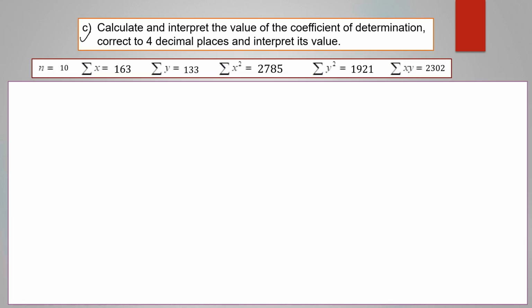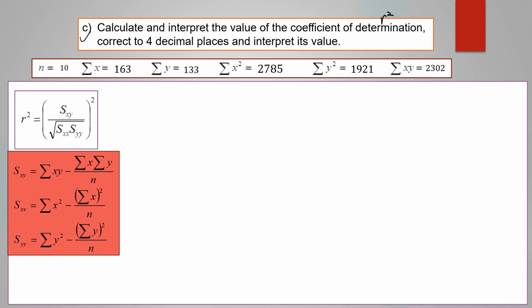C. Calculate and interpret the value of the coefficient of determination, which is R square. Correct to 4 decimal places and interpret its value. So these are the summations that we already got from the previous question. First of all, what is the formula for R square? So this is the formula. And then let's recall how to find SXY, SXX, and SYY. So this is the formula in order to find the respective value of S.